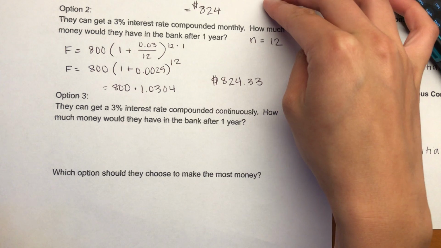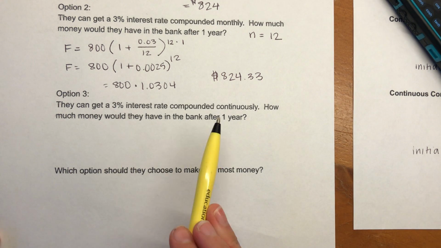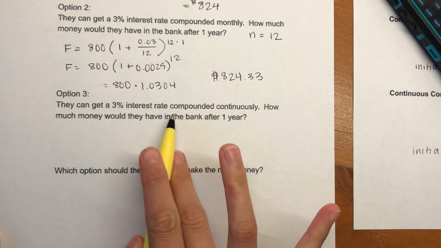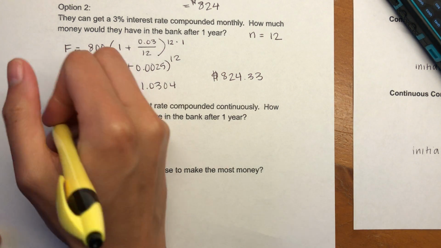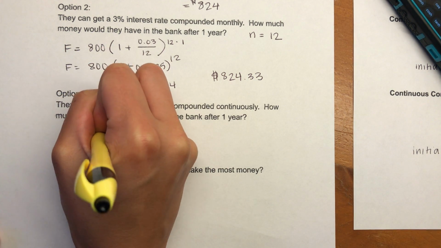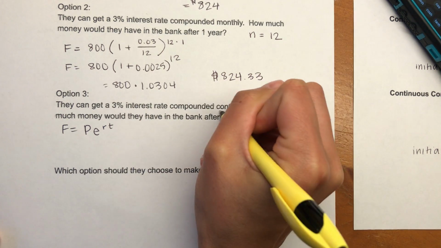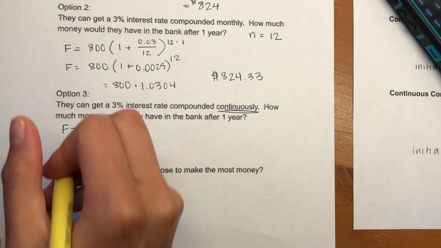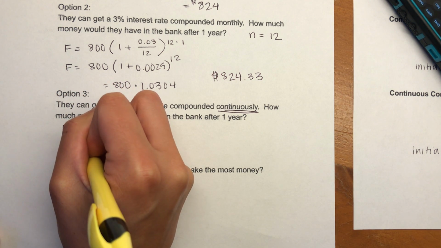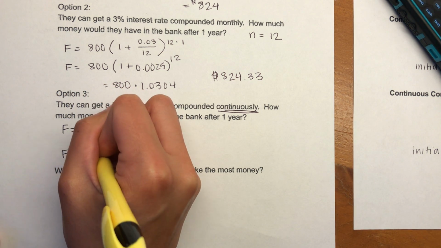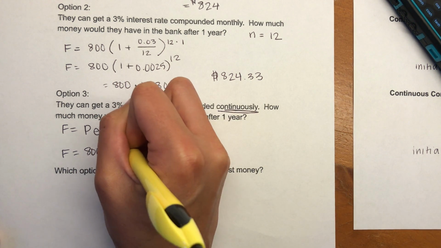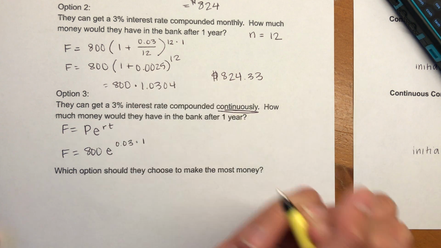All right, now option 3 is compounding continuously, which is the most amount of times we can compound in a year. Now the compound continuously formula is PERT, right? So F equals P e to the RT. Anytime we see continuously, we're going to use F equals P e to the RT. So we know my P is 800, e is that value e, and my rate is still 0.03, and my time is 1.